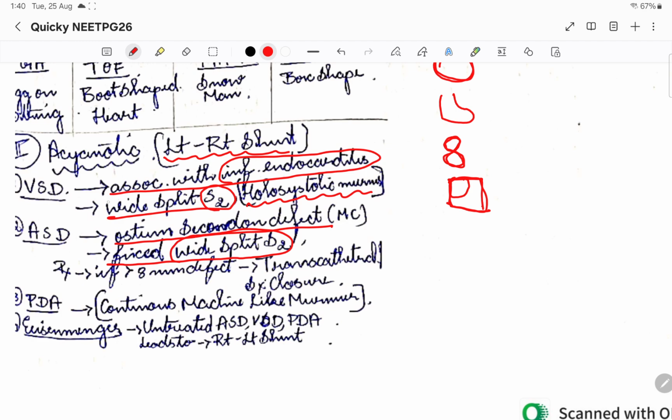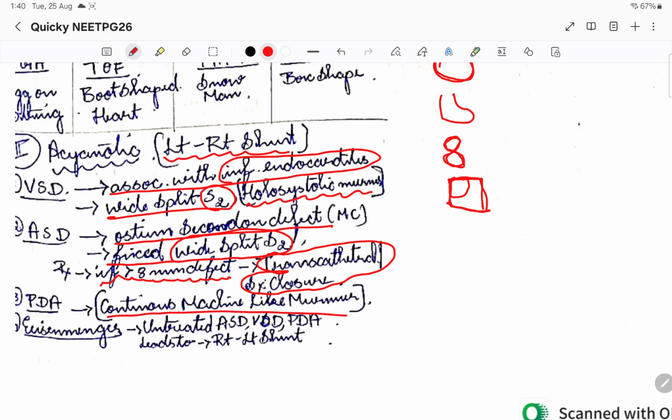There it might be variable because the ventricular filling difference might be there, but the atrial filling difference won't be there anytime. So that is why it will be a fixed wide split S2. Then coming to management, it is needed only if there is more than 8 mm of defect. We'll do transcatheter or surgical closure with respect to ASD. Then coming to PDA, we all know, right? Machinery-like murmur.